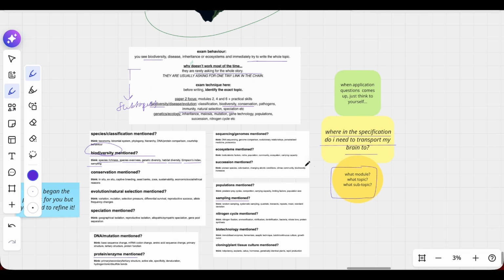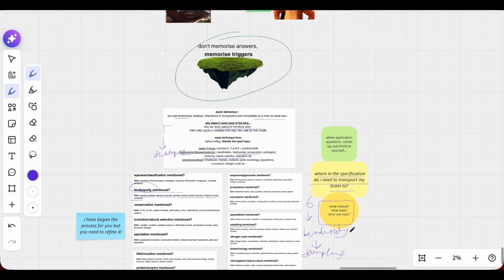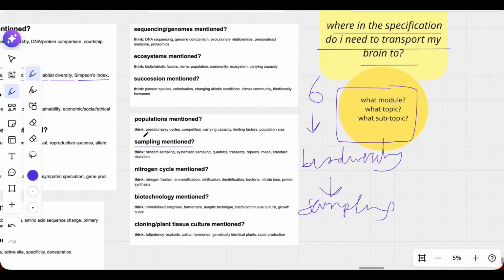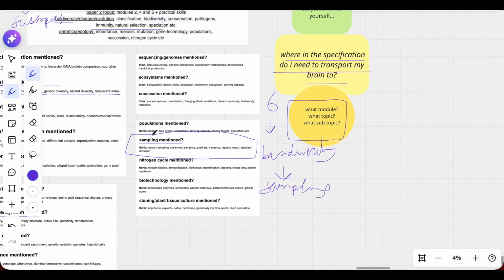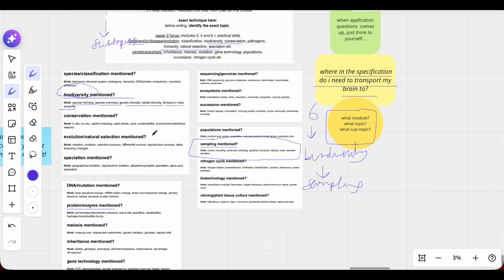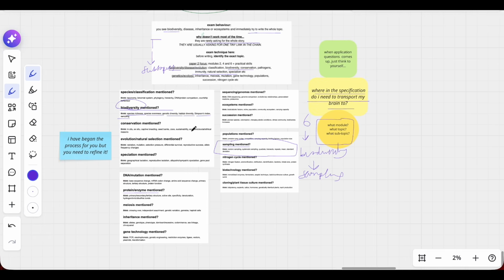So let's say this is a question about module 6. The topic in question was about biodiversity, but the subtopic really was about sampling. So then you'll try and remember all the triggering words, the triggers associated with sampling. So you would kind of picture in your head you're writing to this section. Does that make sense? It's such an easy thing when you think about it, but the yield is so high.